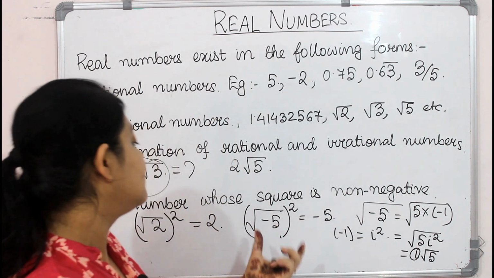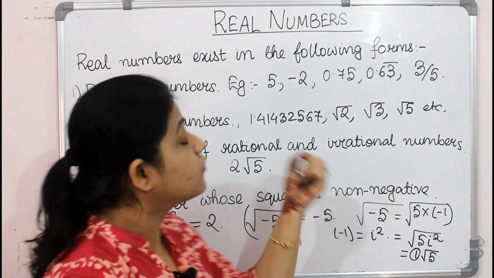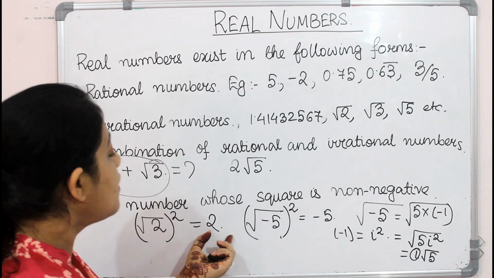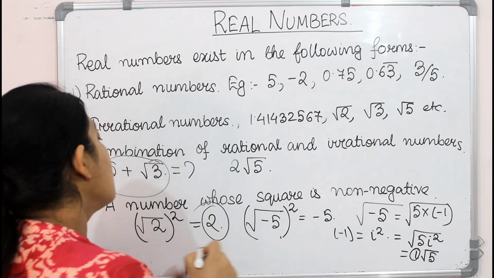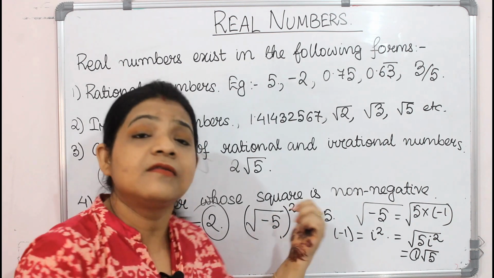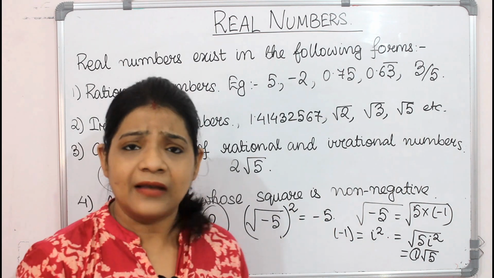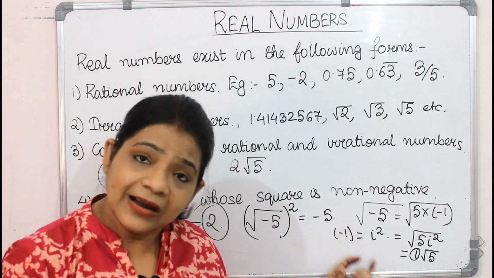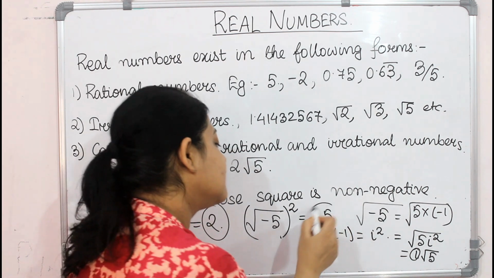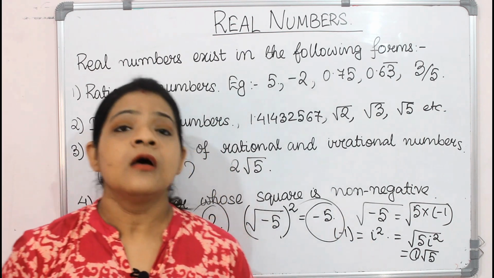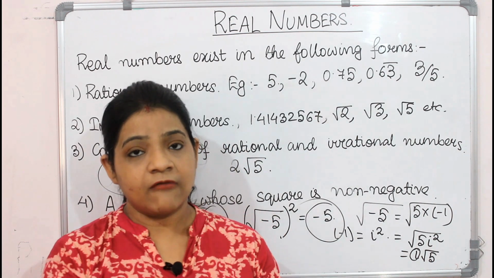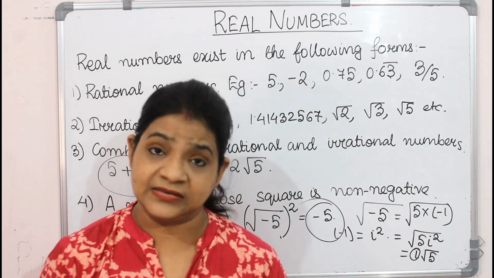So we say that a number whose square is non-negative or positive is real, like root over 2 square equal to 2. You are getting a positive number after squaring this. But when you do root over minus 5 whole square, you are getting minus 5, which is a negative integer. After squaring, you are getting a negative integer, so it does not belong to the real number family. So these are some of the forms in which real numbers exist.